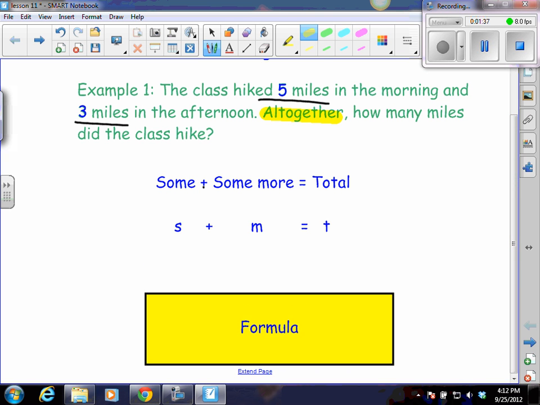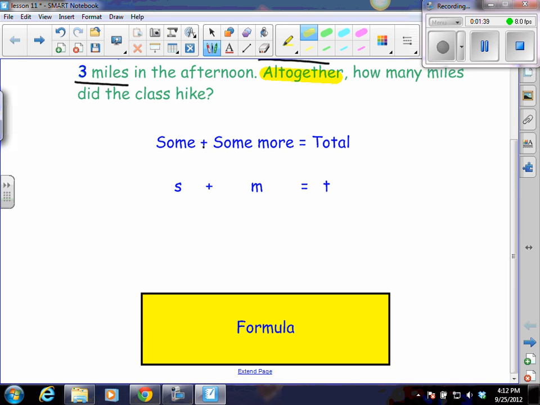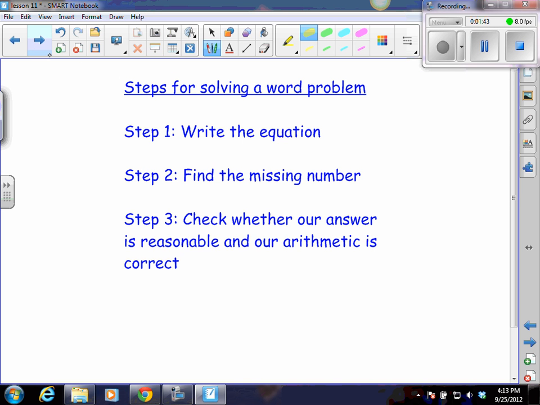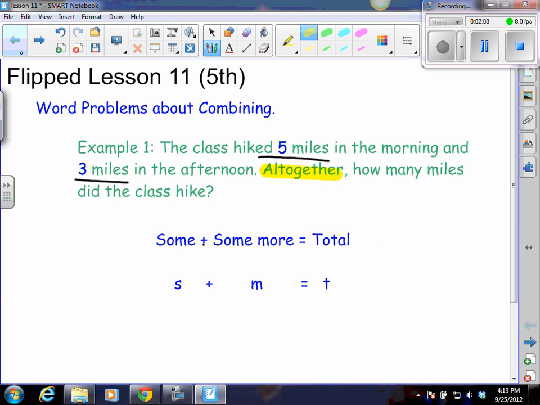Now, to do a word problem, we're going to follow a number of different steps. We'll look at those steps real quick. Step 1, write the equation. So we're going to use that formula we just looked at to help us write the equation. Second step, we're going to find the number that's missing within that equation. And third, we're going to check whether our answer is reasonable and if we did our arithmetic correctly, making sure we did our math right.